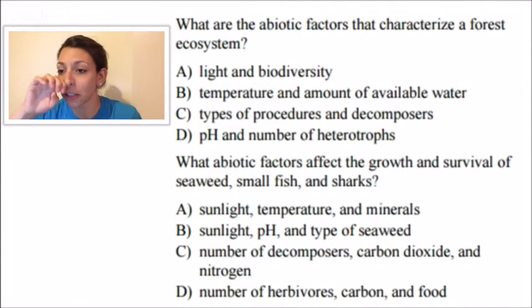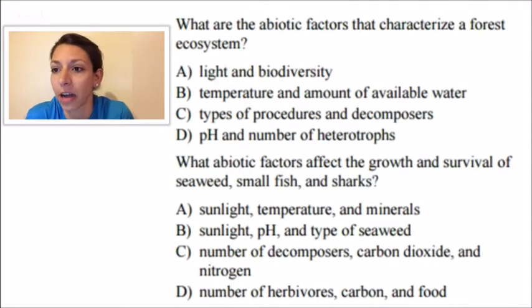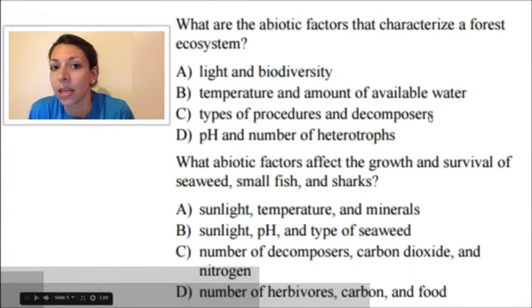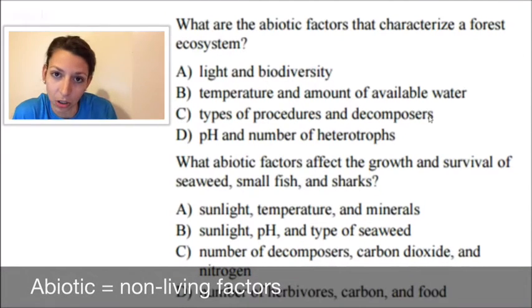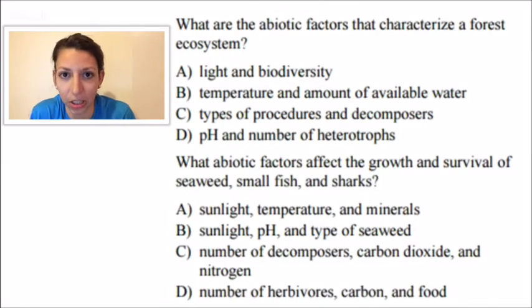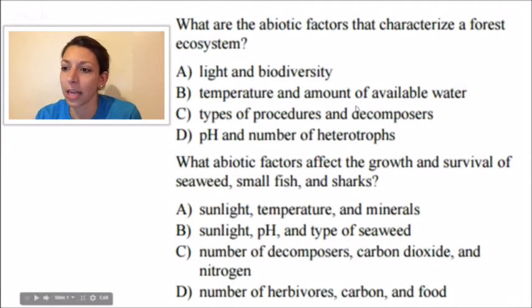Alright, so these first two are ones about abiotic factors. It says, what are the abiotic factors that characterize a forest ecosystem? So before we even read the answers, we want to remember what abiotic factors mean. Now, simply, a means not, biotic means living, so think of non-living factors in an ecosystem. So what are some of those non-living factors? We can think of temperature, we can think of climate, we can think of rocks, we can think of the sun. All of those things are our abiotic factors. So let's see which answers have abiotic factors and abiotic factors only.